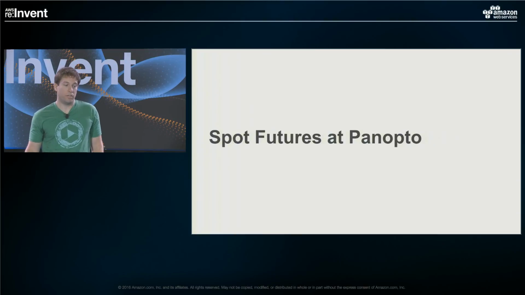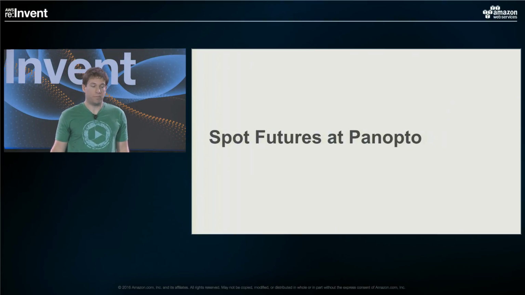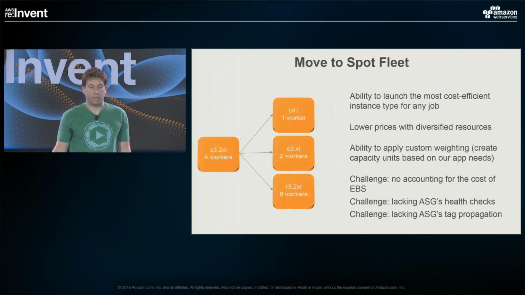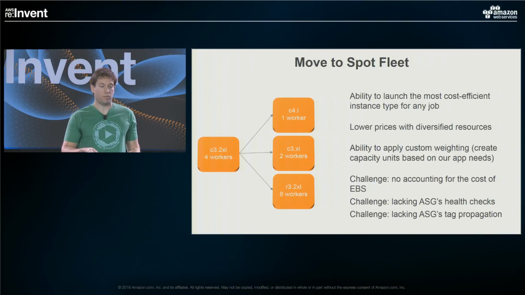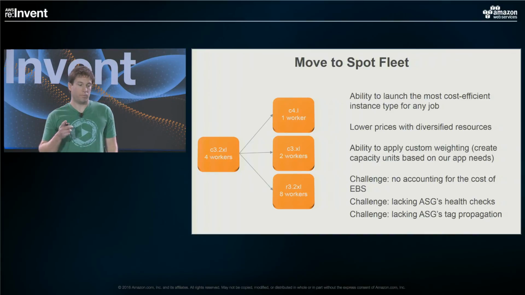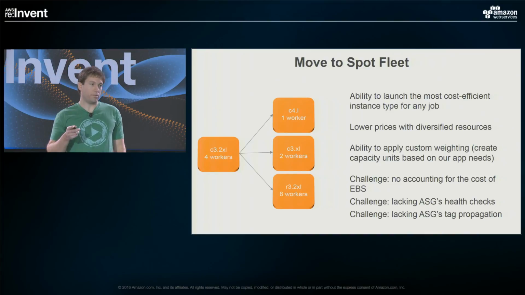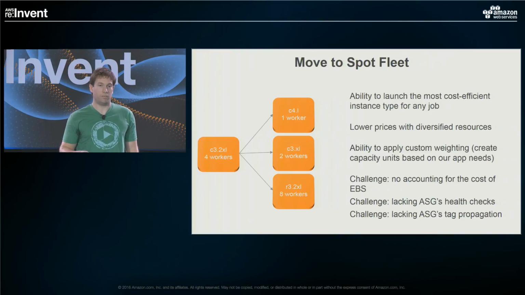There's a lot more that we can do with Spot at Panopto. We're kind of just scratching the surface. The first one I mentioned earlier was Spot Fleet. Spot Fleet is a completely different approach to scaling into a cloud of instances. With Autoscaling Groups, you're using one instance type and one machine image. With Spot Fleet, you can ask Amazon to spread your workload across a wide variety of different instances.